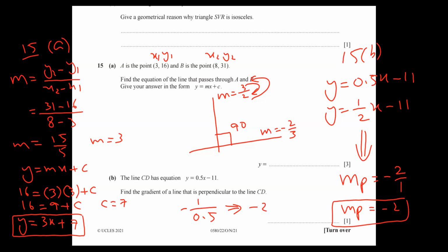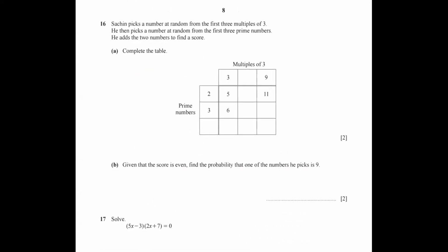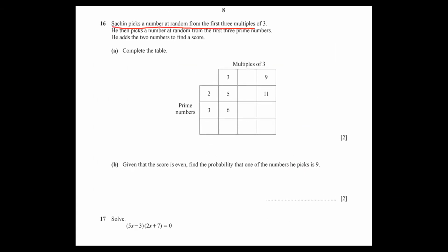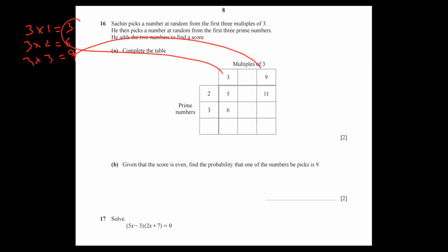And now I'm going for the next question. The next question is on the next page. On this page, we have two questions, 16 and 17. Sachin picks a number at random from the first three multiples of three. First three multiples of three means three ones are three, three twos are six, three threes are nine. So these are called multiples of three. So common sense here, three already, nine already, so in the middle I will write six. He then picks a number at random from the first three prime numbers.